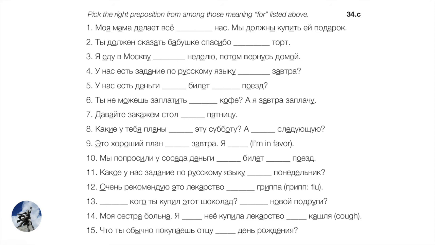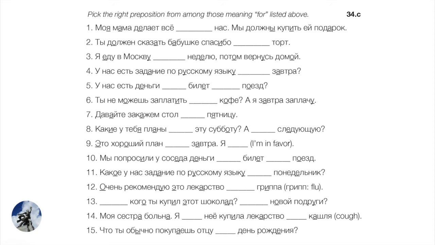Okay, number 13. From whom did you buy this chocolate? From a new friend? From your new friend? No, you know what? That's not what we mean to say here, of course. We're saying for whom, right? For whom did you buy this chocolate? For your new friend? Okay, we're doing something for a person. That's going to be для. Для кого ты купил этот шоколад? Для новой подруги?